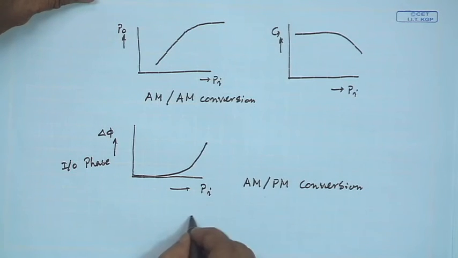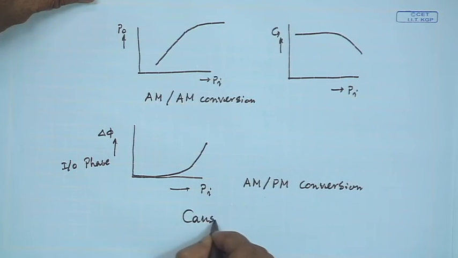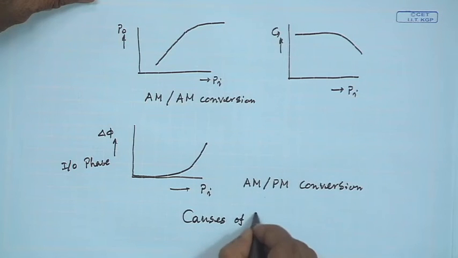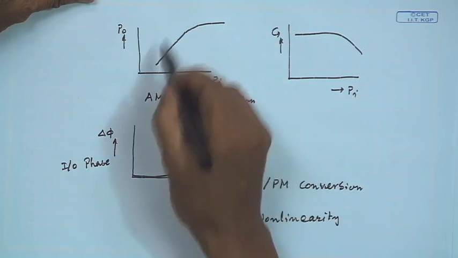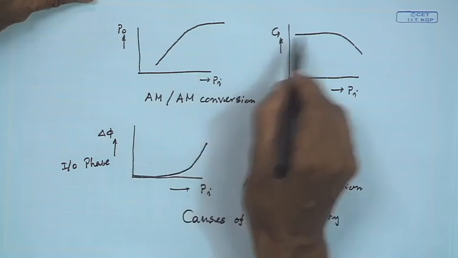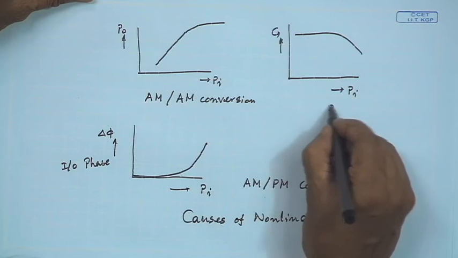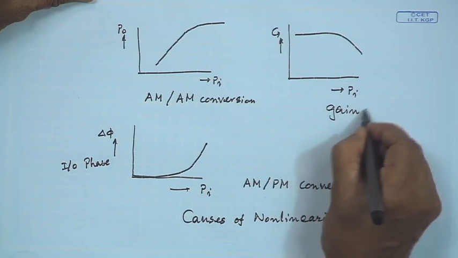Now these are the causes of nonlinearity. Briefly, the amplitude gets nonlinear, gain gets compressed, which is called gain compression.